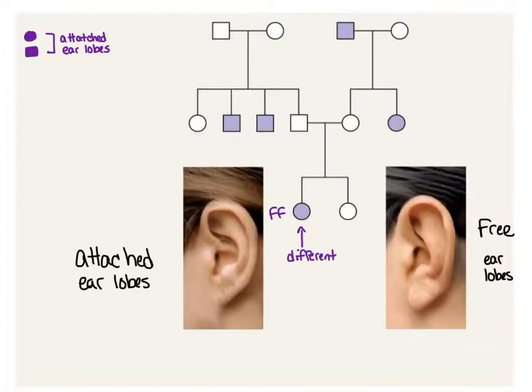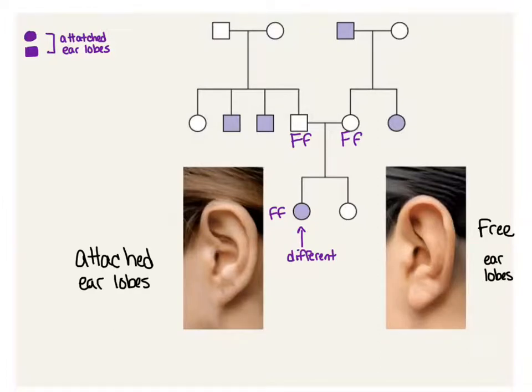Why do I say that she has to be little f, little f? Well, if she has attached earlobes, and that's recessive, that means that free earlobes has to be dominant. So the parents are both going to be free earlobes, capital F, little f, capital F, little f. If you Punnett square that out, you'll see, oh, free is dominant, capital F, attached is recessive, little f, and then she has to be homozygous recessive attached earlobes.